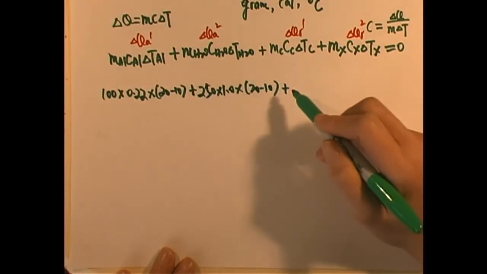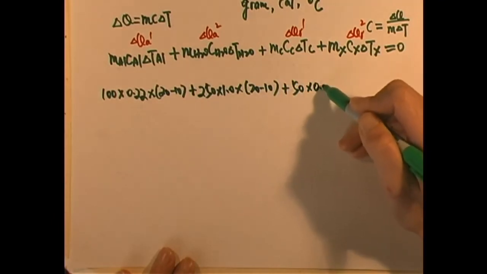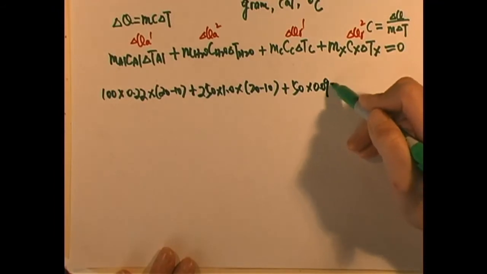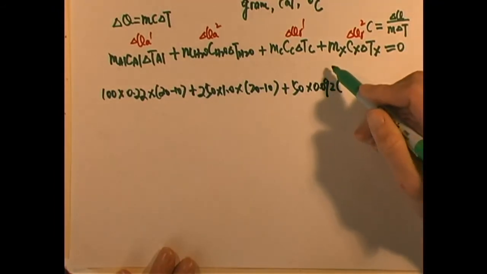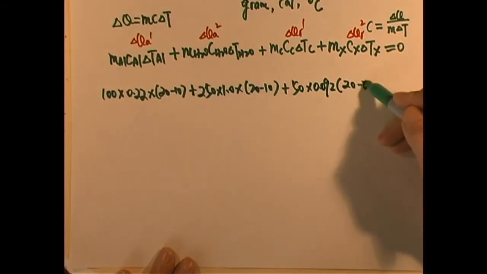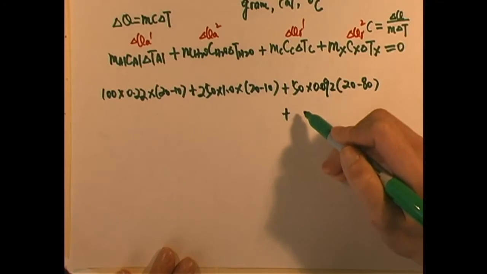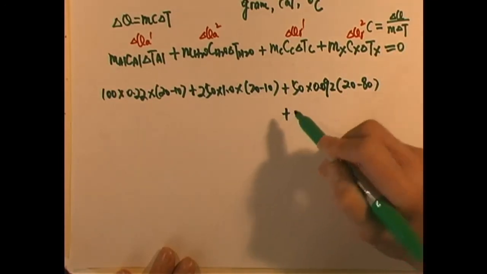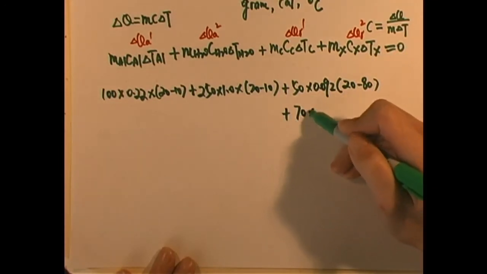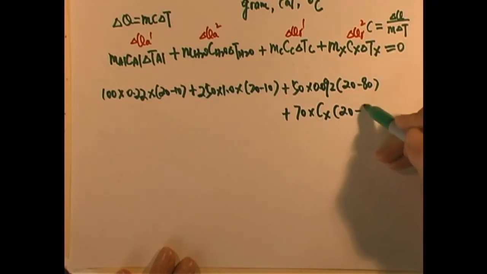Mass of copper, that is 50 grams, and C of copper is 0.092, very small. Change of temperature of copper: copper initially is 80, final is 20. 20 minus 80, that's the change. This turns negative, you see that? And another term is the unknown. Unknown has a mass of 70 grams, and C is unknown. Change of temperature, final is 20, initial is 100.